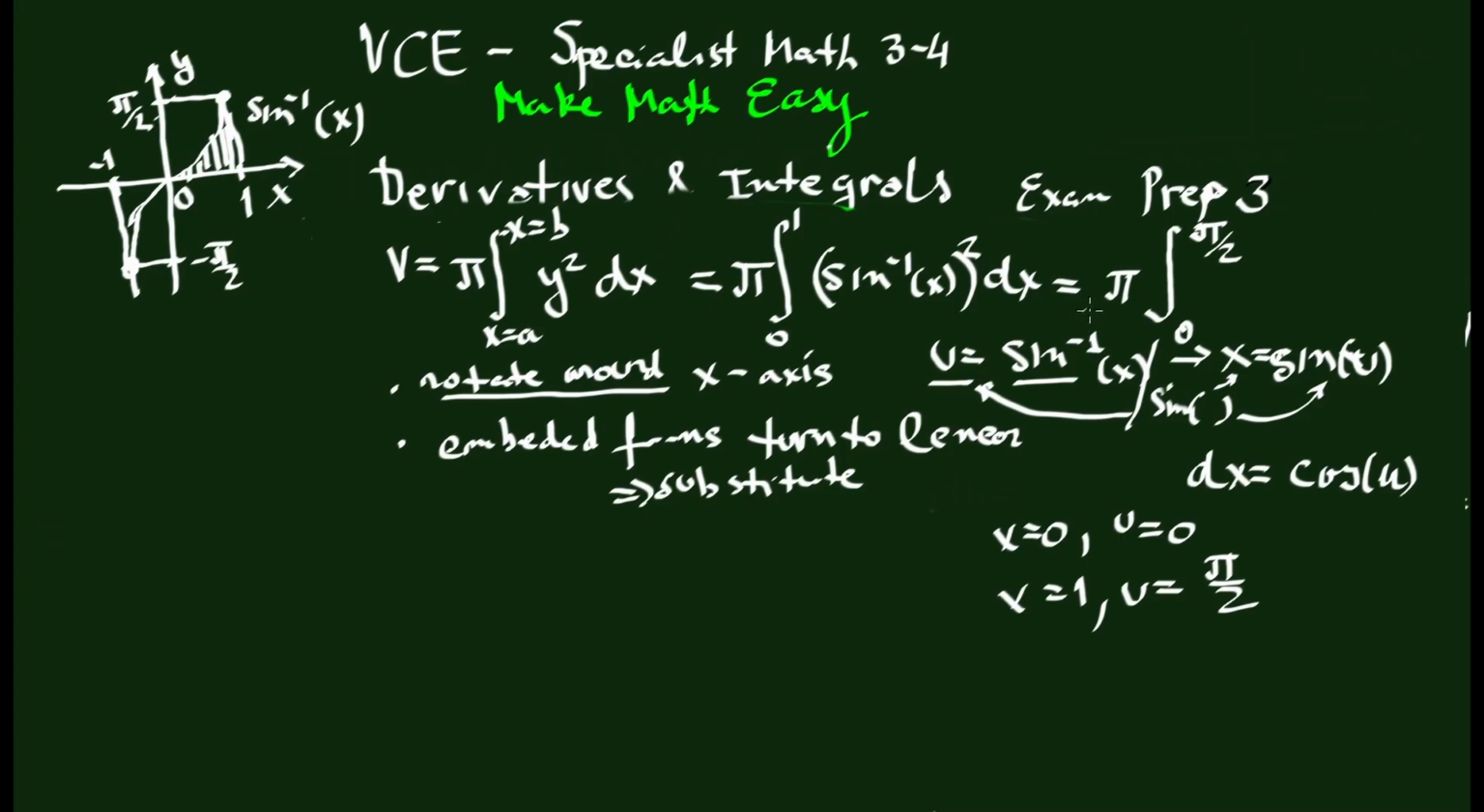So what do we get? Sine becomes u to the power of 2 times, and what's our dx? Cosine of u, cosine of u times du, of course. So that's our integral.